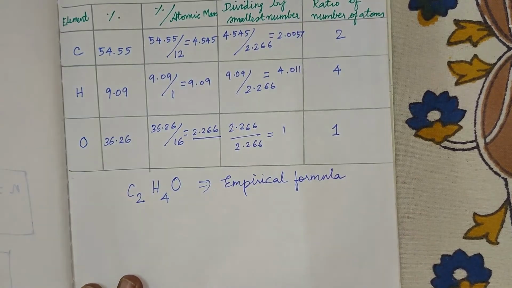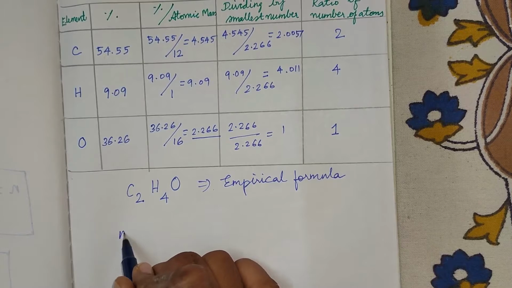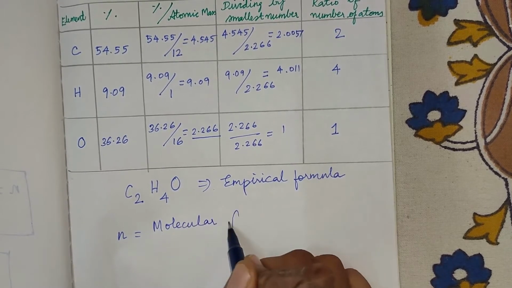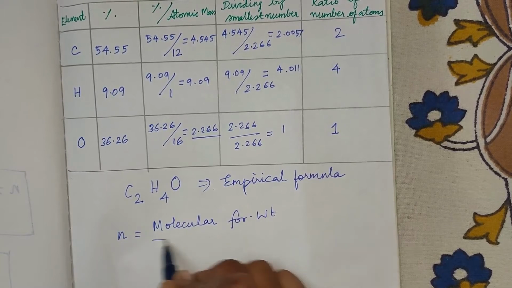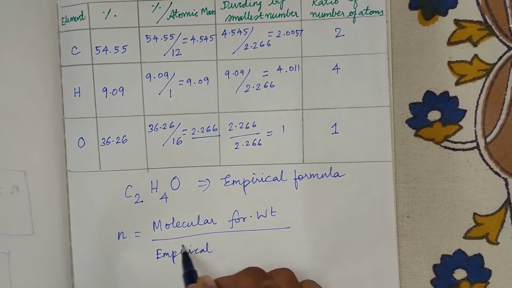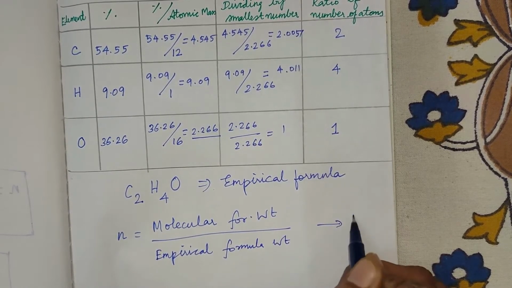Now to find out the molecular formula, I want the value of N. N is equal to molecular formula weight divided by empirical formula weight. So that is what I want here. I can take this as equation number 1.